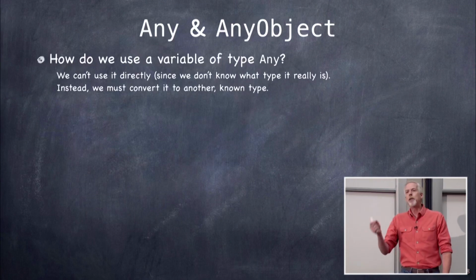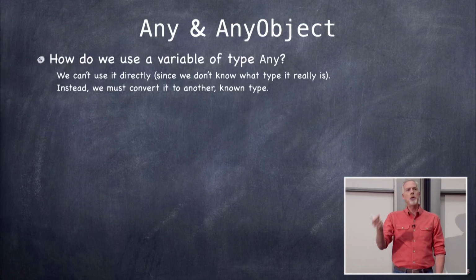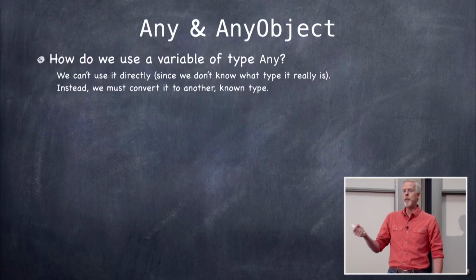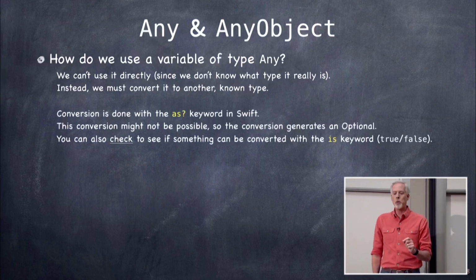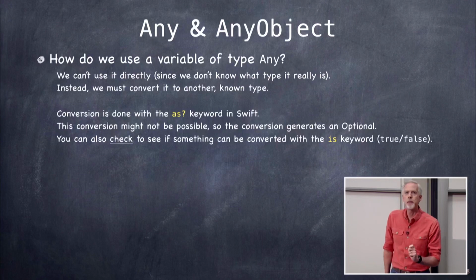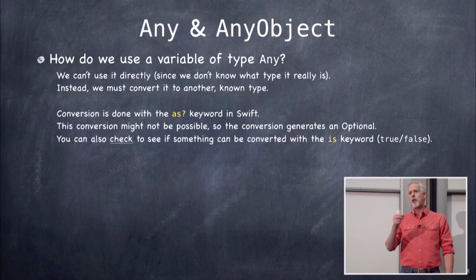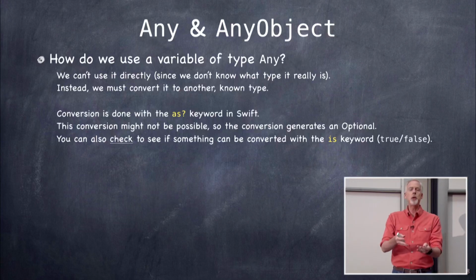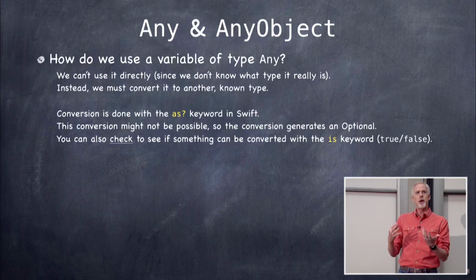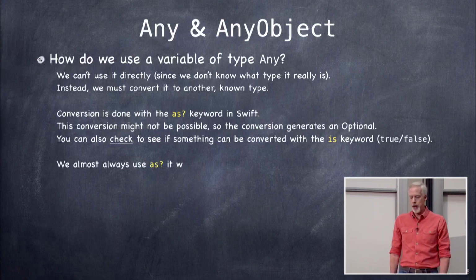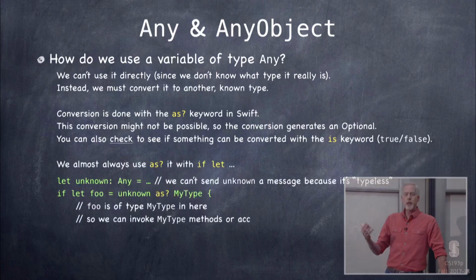All right, so now how do I use Any? I have to convert it to a type that I do know. Since I can't send any messages or vars to it, I have to convert it. And we convert it with a special keyword in Swift called as. As question mark tries to convert that Any to the type you specify, and if it can't, it returns nil. That's why it's as question mark. It's as simple as that.